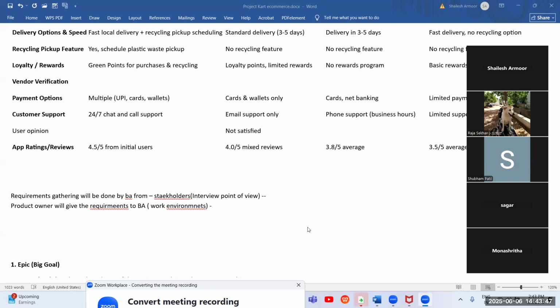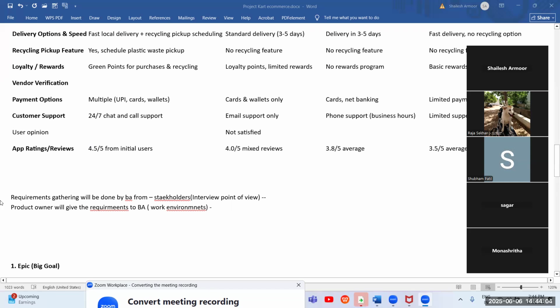I agree. Requirement gathering is very essential because it helps us to identify and understand the business goal, the end user point of view. Everything we will come to know by this requirement gathering. So, I told you the product owner scenario. I'm going to teach you.